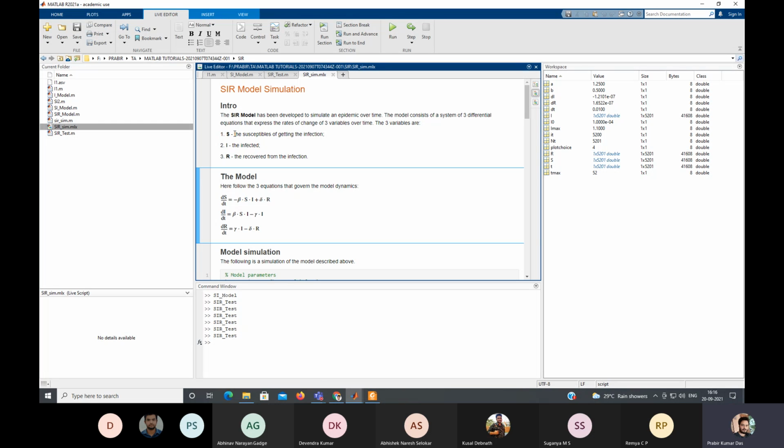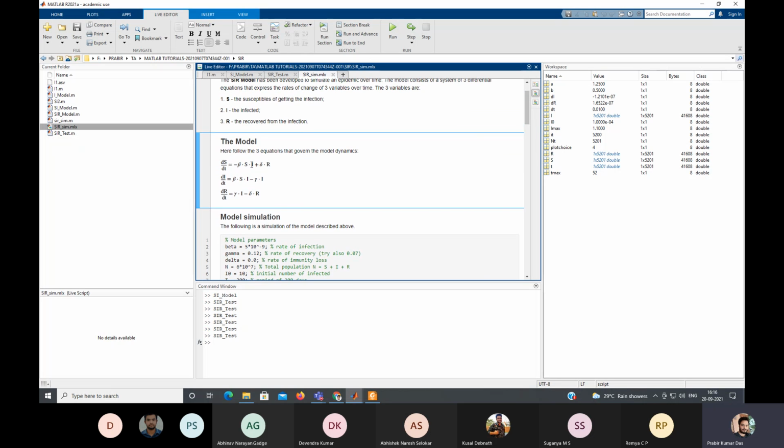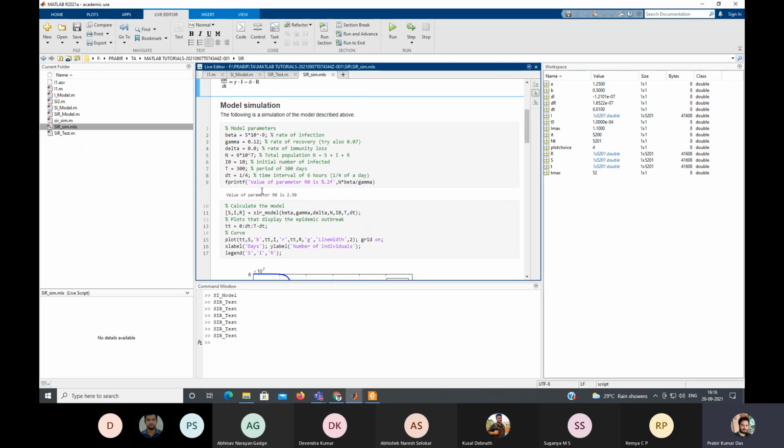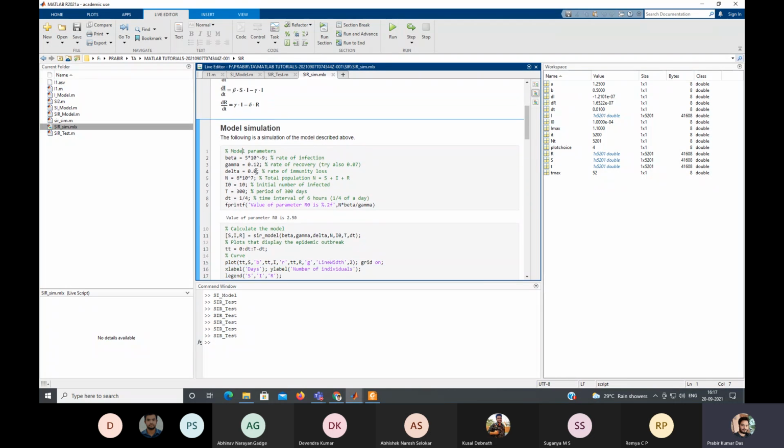So what is S? S is the susceptibles, the population with high chances of getting infected. I is the number of infected people. R is those recovered from infection. And these are the three model equations. Beta, gamma, delta are the model parameters. These three are the parameters, and N is not a parameter, but we also call it a parameter because we have to put some external number into it.